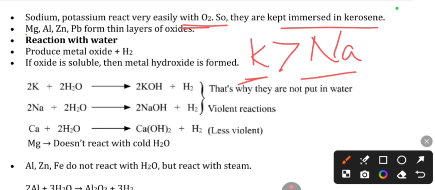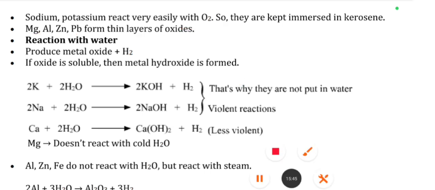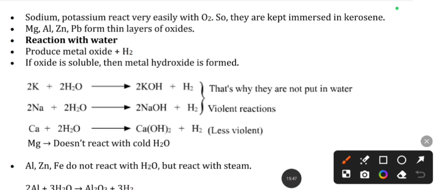Now, in the second point it is written magnesium, aluminium, zinc and lead. They form thin layers of oxides. When you keep these in the atmosphere, on the surface of these metals a layer of oxide will be formed, and that oxide layer behaves as an inert layer. Inert layer means inactive, unreactive. So it will not carry on the reaction further. It will not continue the reaction.